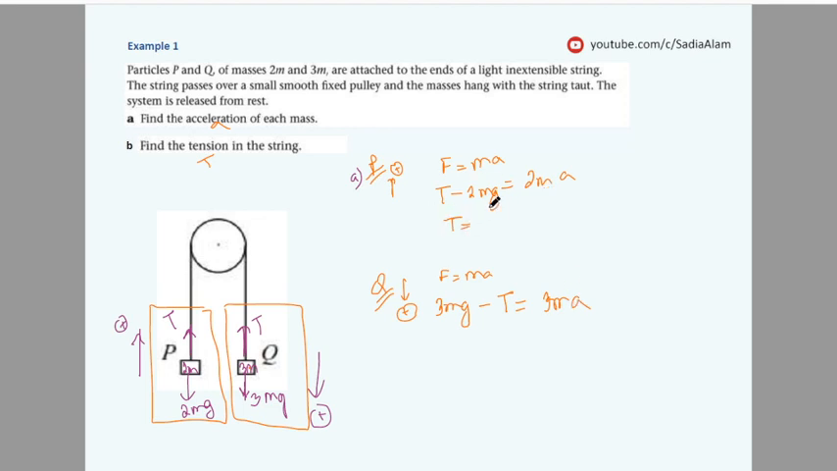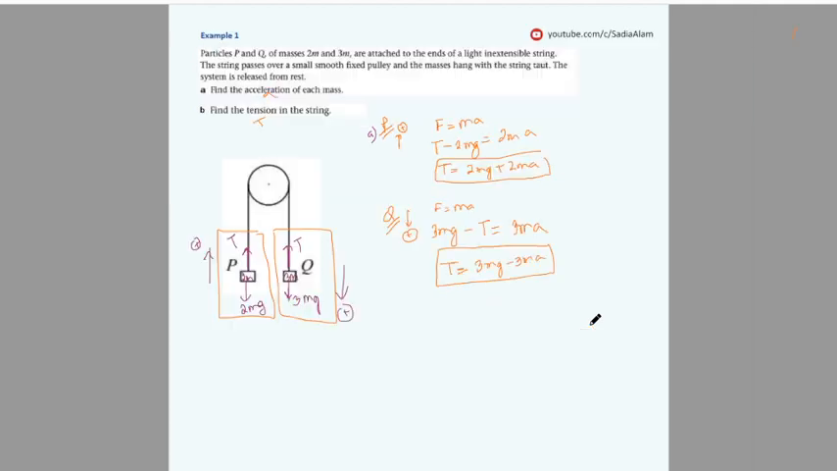So I subject T from both the equations. So T equals 2mg + 2ma. That's my first equation. And from the second one, if you subject, you shift side and change the sign and all. So the final line will be T equals 3mg - 3ma. So these are the two equations. As you can see, we have to find T and a, but still we have a third variable m, but eventually it will be cancelled out from both the sides.